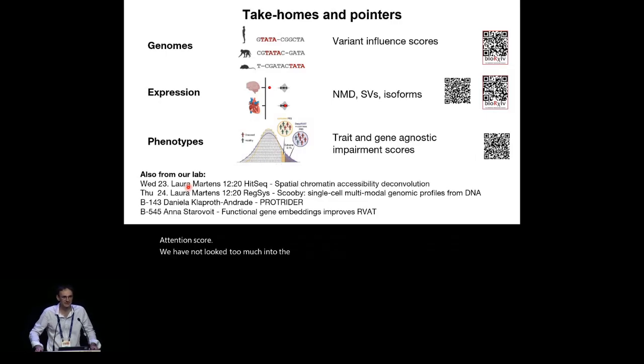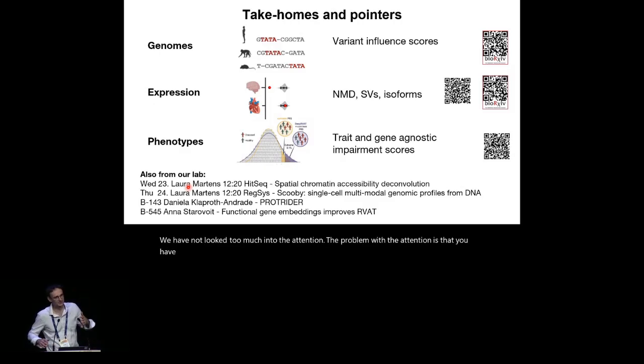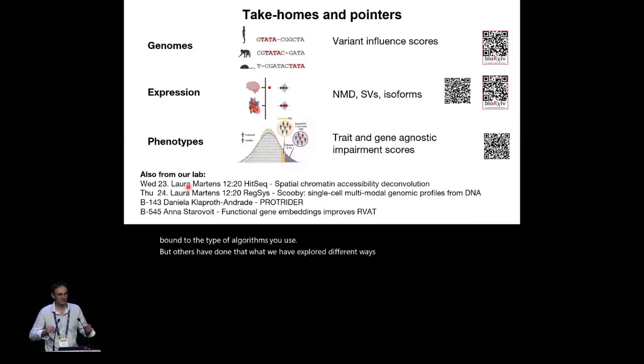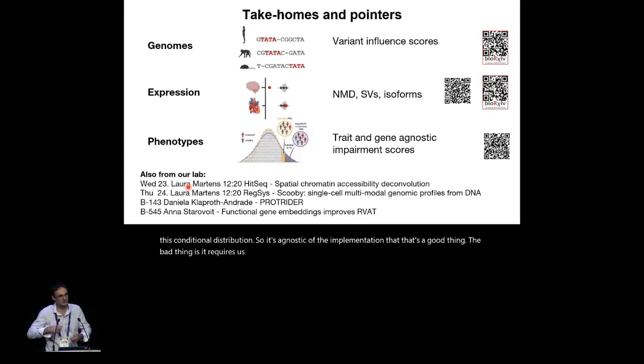The problem with the attention is that you have attention at all layers, so you need some way to aggregate this, and it's also extremely bound to the type of algorithm you use. But others have done that. We have explored different ways. Our definition only needs this conditional distribution, so it's agnostic of the implementation. That's a good thing. The bad thing is it requires all this in silico mutagenesis, so it's a bit costly.